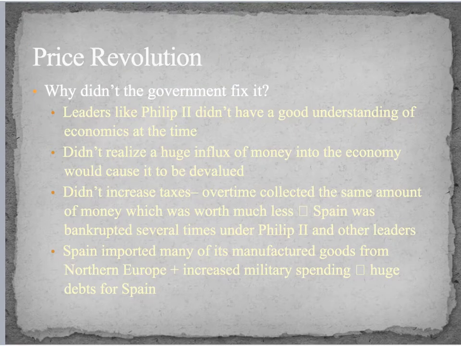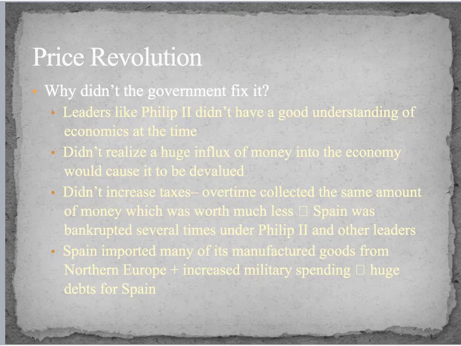So why didn't the government fix this? Leaders like Philip II of Spain did not have a good understanding of economics at the time. And like I said, they didn't realize that importing all this gold and silver would cause their money to be devalued. They also didn't increase taxes. And so as they were expanding their reach in the world, the government could have really been benefiting from that. But they didn't really understand, again, how that all worked and the economics of it. And so over time, they were taking in the same amount of taxes, but now because of inflation, that money was actually worth less. And so Spain was bankrupted several times under Philip II and other Spanish leaders.